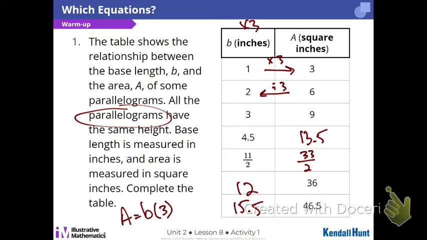Okay? What's the equation then to go from the area to the base, if I know the area? Yeah, Micah. Area divided by 3 equals base. Okay. Area divided by 3 equals base.